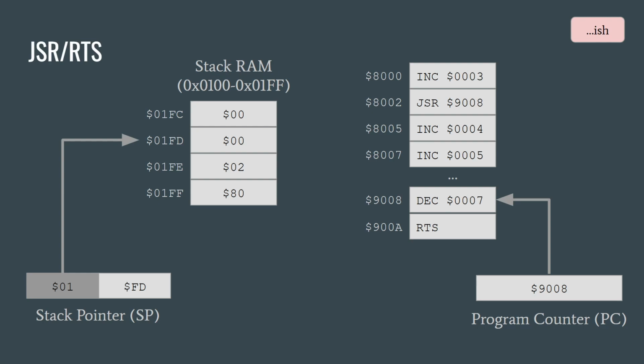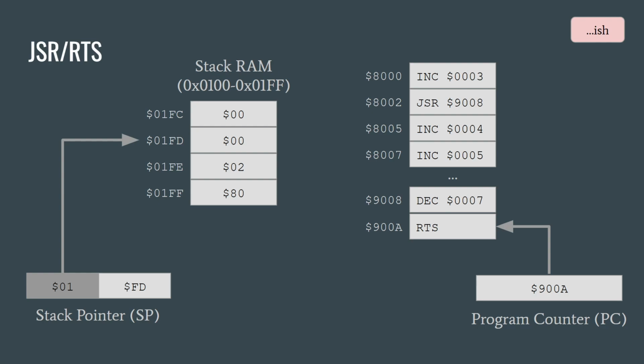We'll execute this decrement instruction, so we'll go off and decrease the value at RAM address 7, the variable that lives there. Program counter will increment to the next instruction, which is our RTS instruction. Now remember, this RTS was return from subroutine. So what this instruction does is, just like the pull from stack instruction we saw in the previous section, this will pull the return address back off the stack.